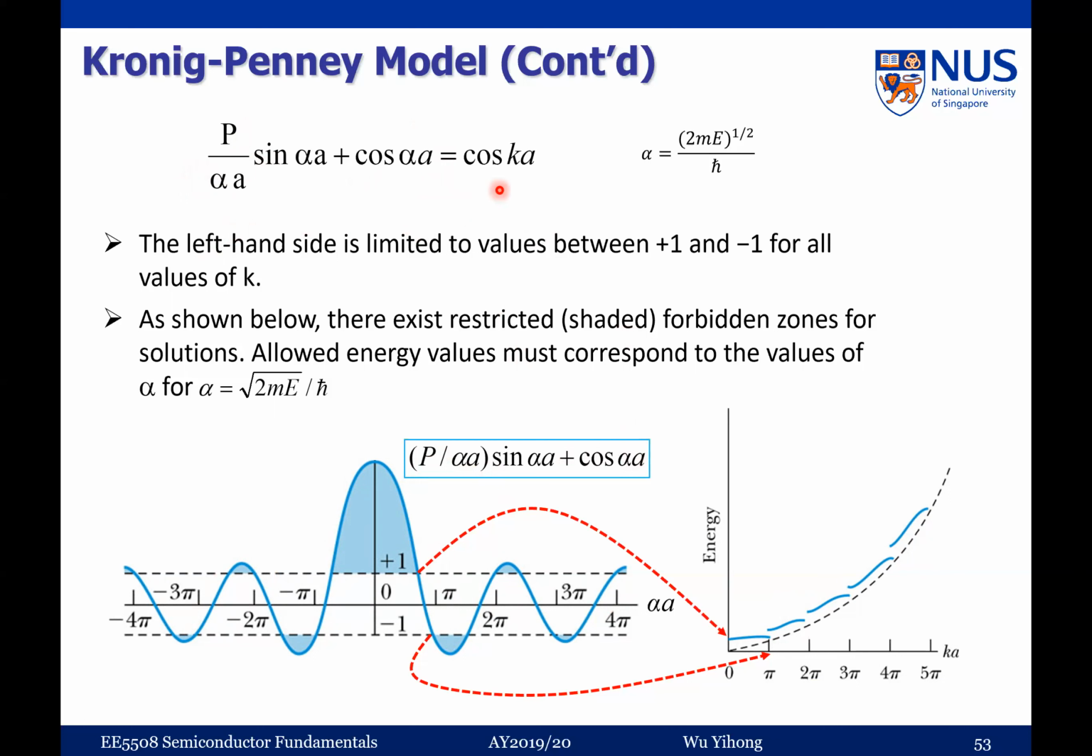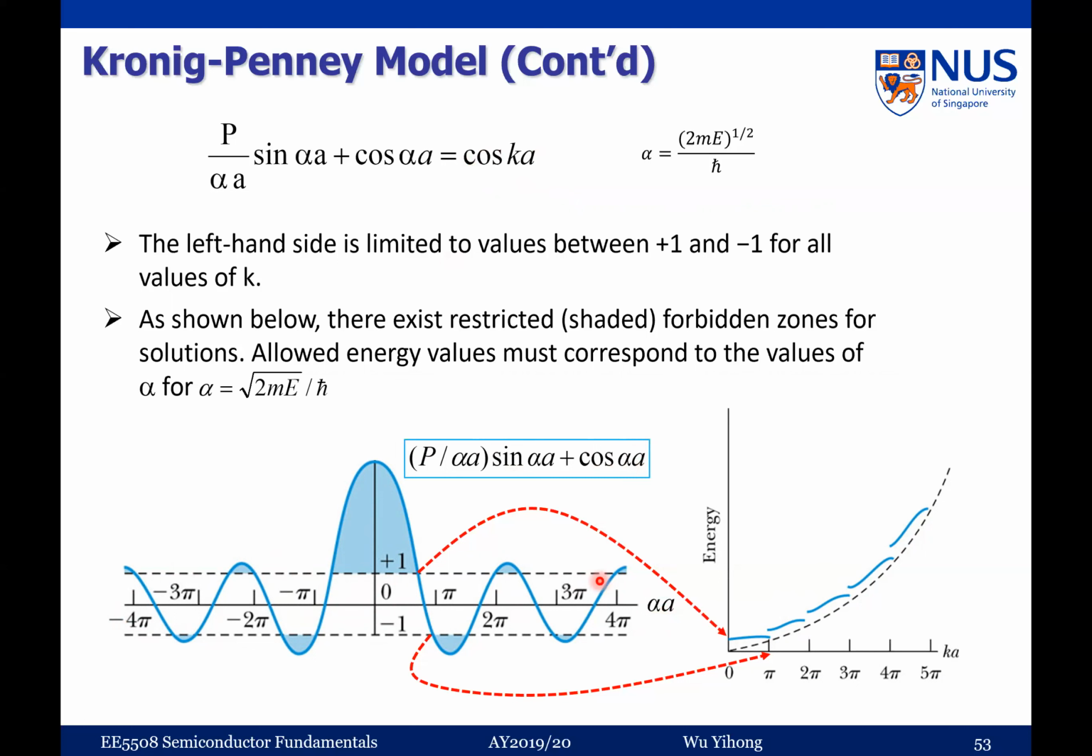So this means that for that region, you don't have a solution for this equation, because the cosine Ka can only take values between minus 1 and 1, right? So that's why we just draw 2 dotted lines, one here and the other here, okay? And then this is the function. We plot this one as a function of alpha a. Because alpha a is here, right?